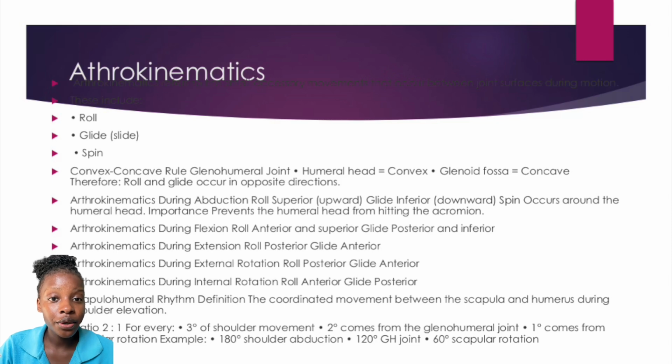The scapulohumeral rhythm is the coordinated movement between the scapula and the humerus during shoulder elevation, which has a ratio of 2:1.